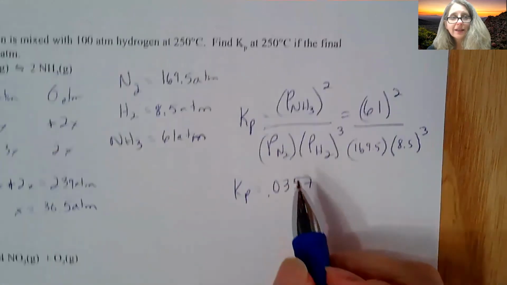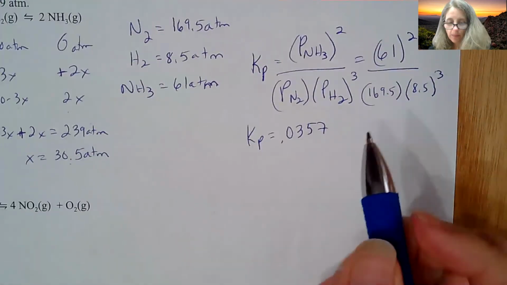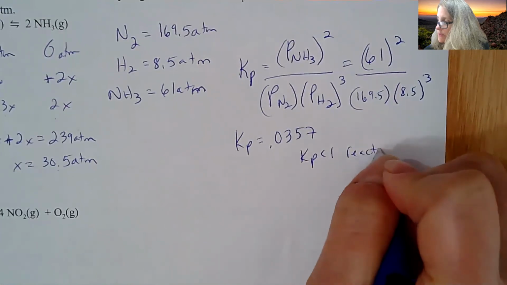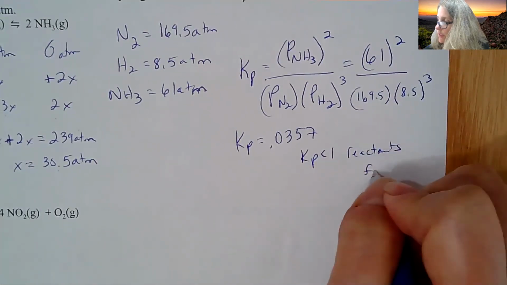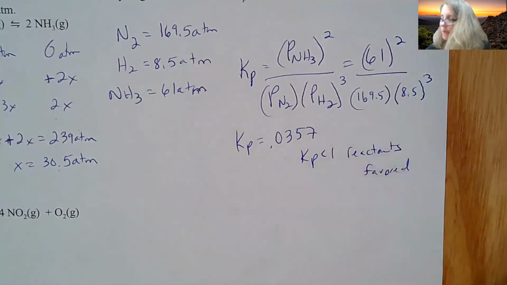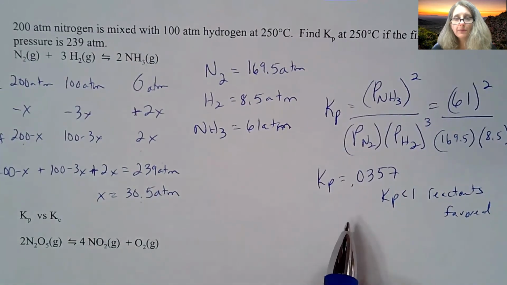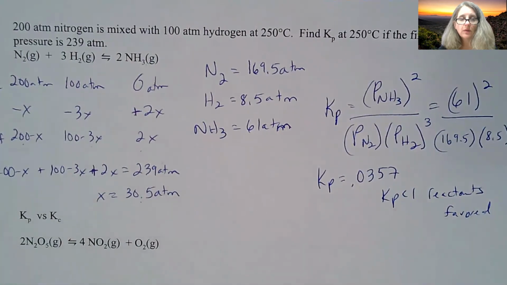So what does that tell us about this equilibrium? Well, because it is less than 1, we could say the reactants are favored in this particular equilibrium. The Kp-Kc idea for the relationship to 1 is going to be the same.